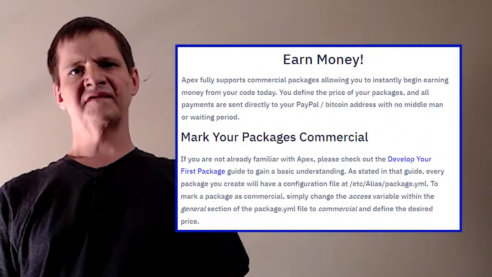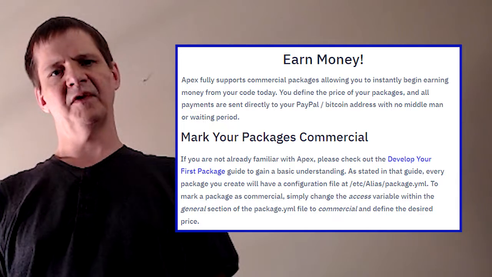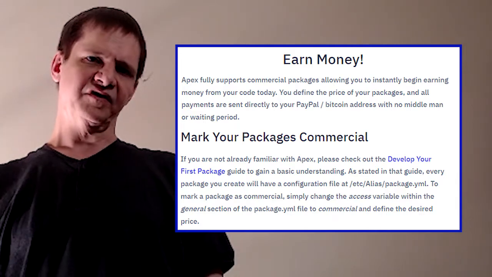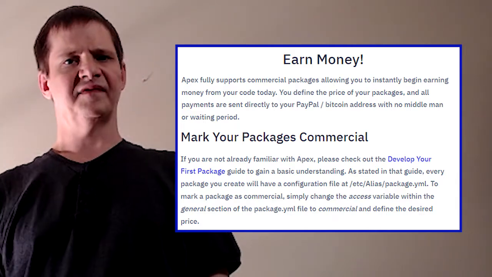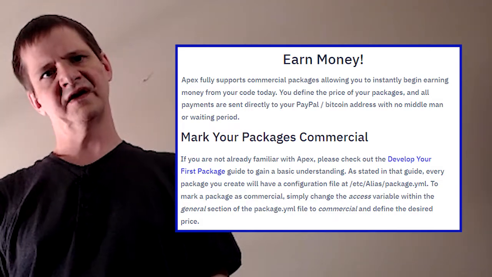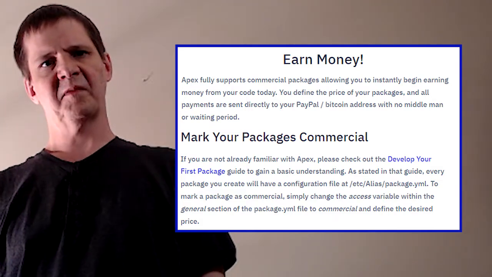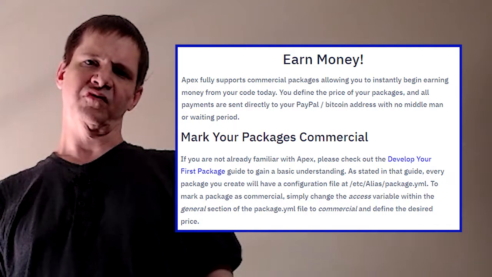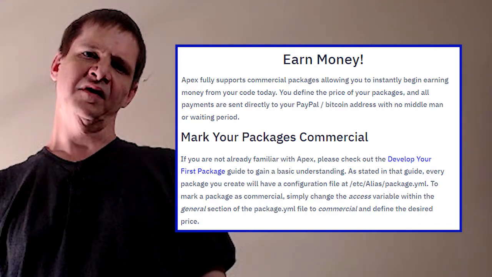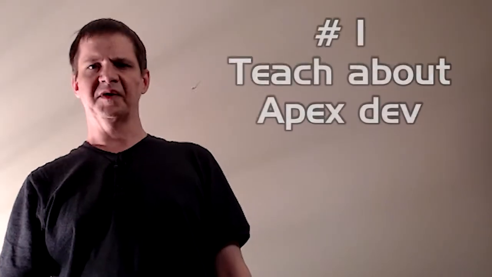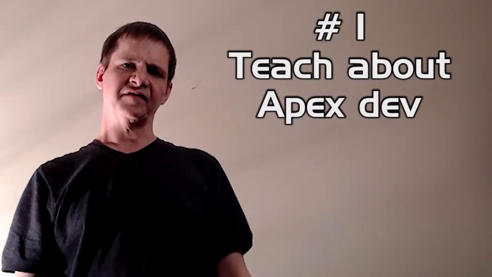On top of that, Apex does also offer a built-in marketplace, so any developers who desire can develop out packages with any functionality, mark them as commercial, set their own price, publish them up to the network at no cost, and anytime someone purchases that package, the funds will go directly to you, the developer, without any waiting period or middleman.